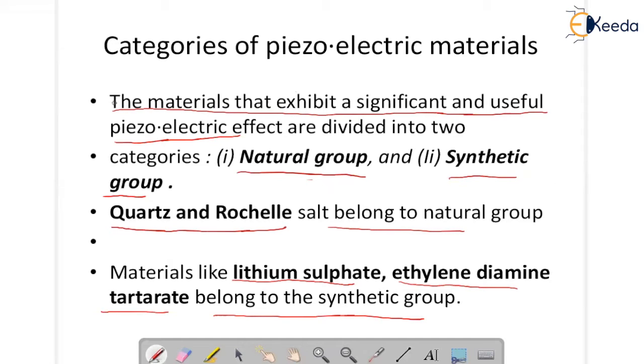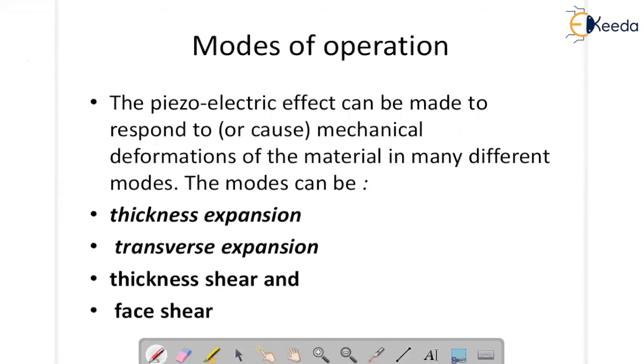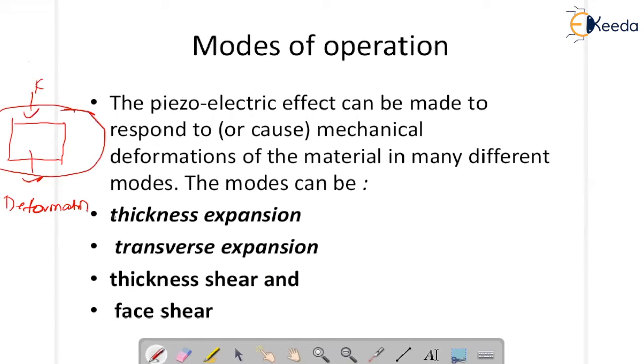Now the next point is, if I'm going to apply any sort of force on this one, then what happens? Deformation takes place for this particular material. How many types of deformation take place? For this crystal, we are going to make the deformations. One is the thickness expansion, the second one is the transverse expansion, the third is the thickness shear, and the fourth one is the face shear, my dear students.